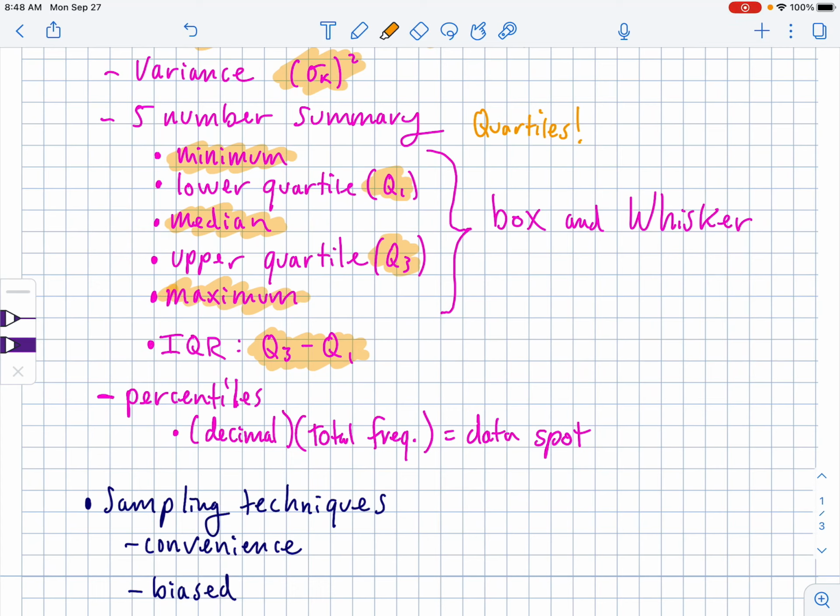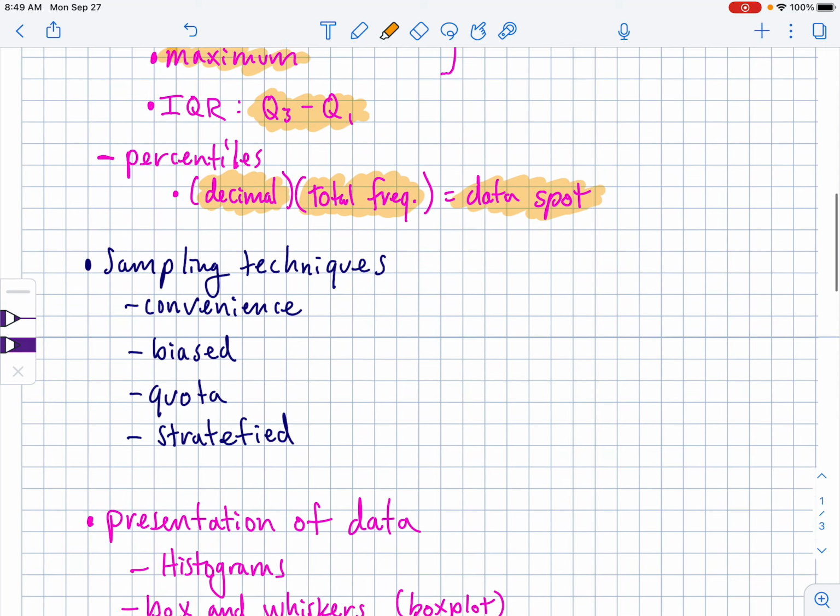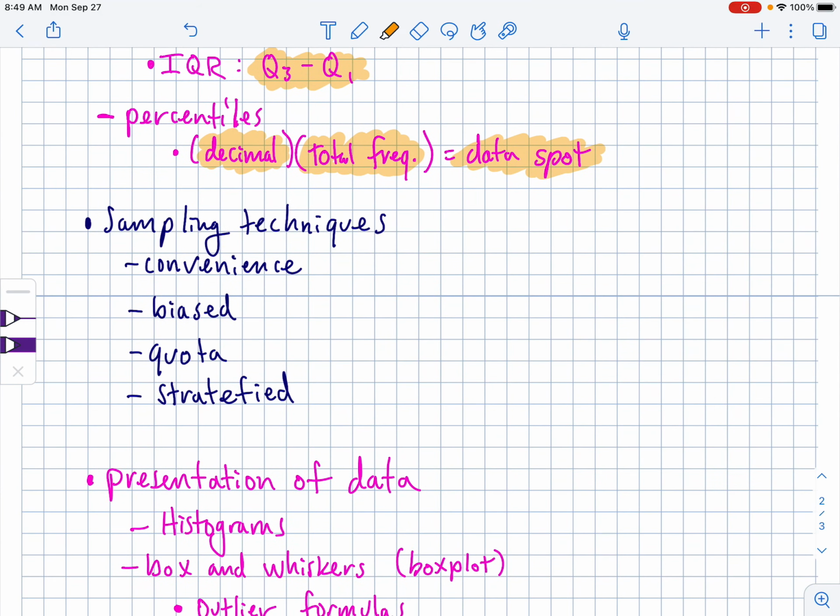Know how to find a percentile. Like if I say, hey, what's the 89th percentile of this data? You would convert 89 to 0.89, turn it into a decimal, multiply it by the total frequency, and then figure out where that data spot is in the line. It depends on if you're looking at a frequency table or a list of data, so finding this part can be different depending on how the data is presented.